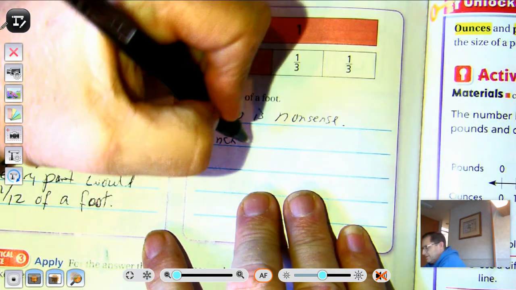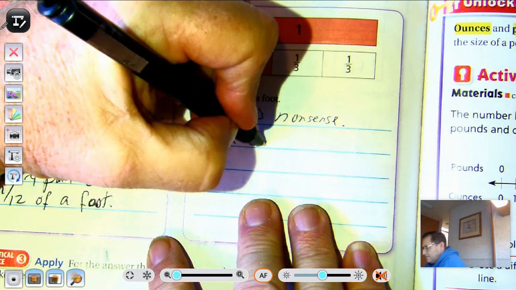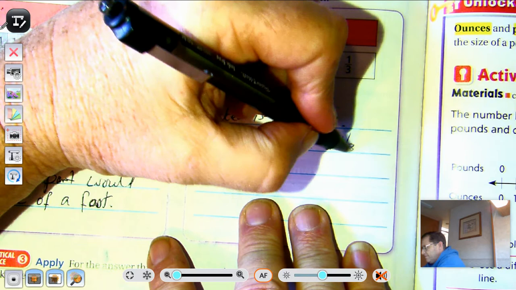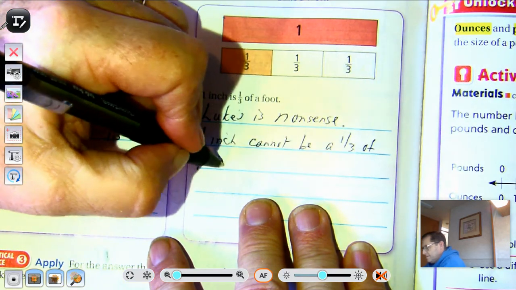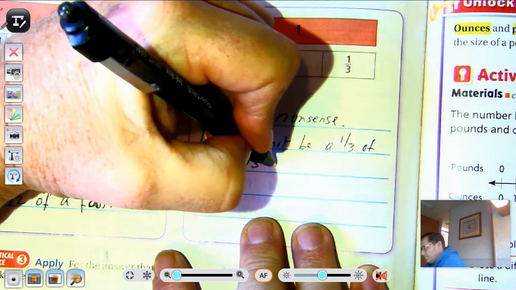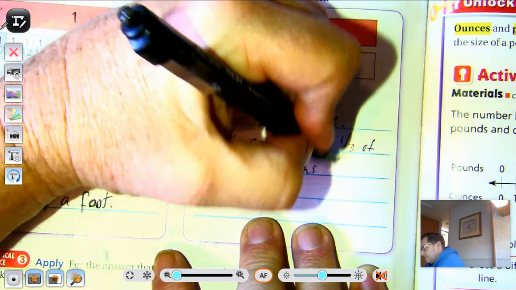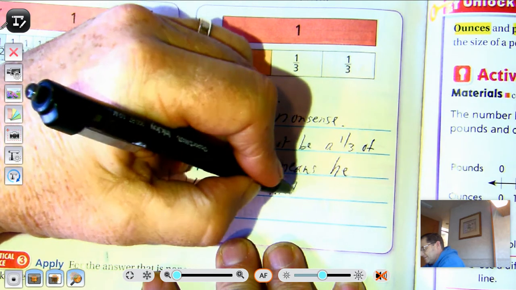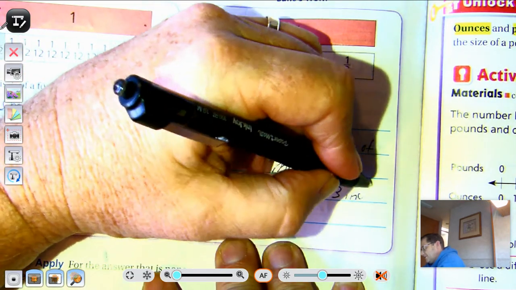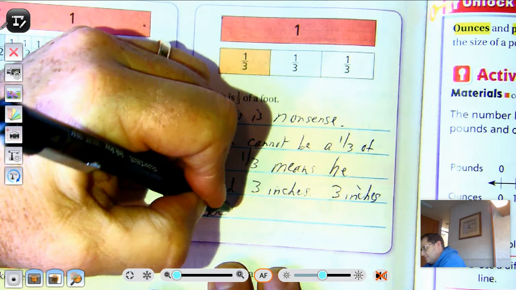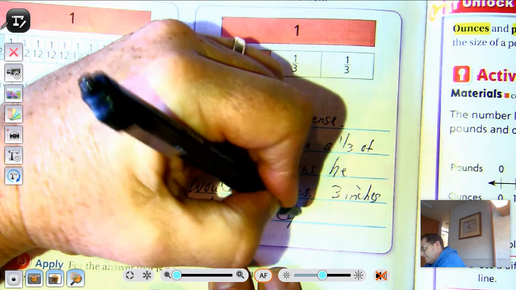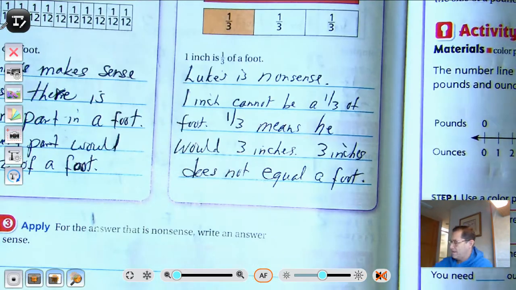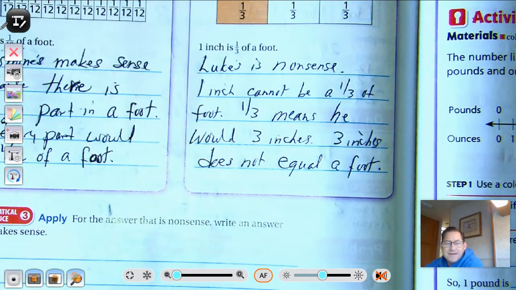1 inch cannot be a third of a foot. 1/3 means he would have 3 inches. 3 inches does not equal a foot. All right. For the answer that is nonsense, write an answer that makes sense.